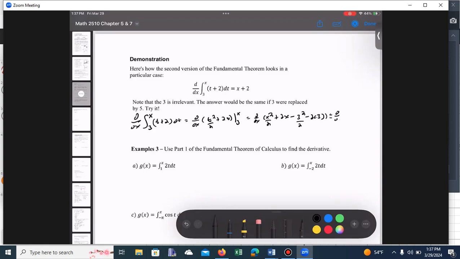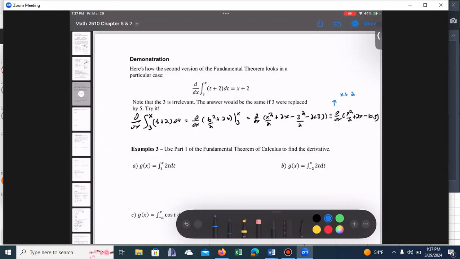d dx of x squared over 2 plus 2x. And then that'd be 9 over 2 would be 4.5. So minus 10.5. Now when we take the derivative, we get x plus 2, which is what we wanted.